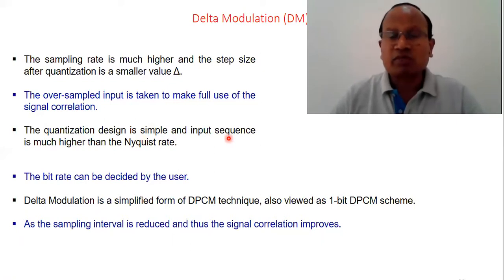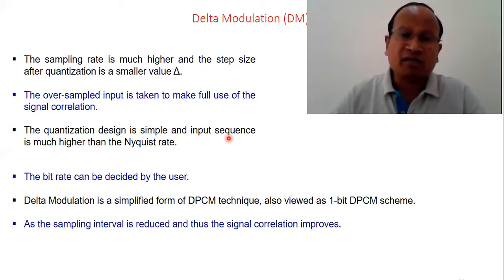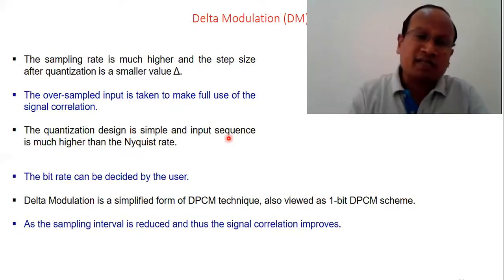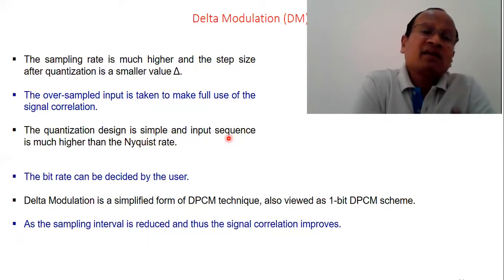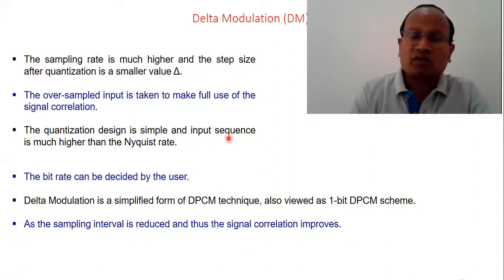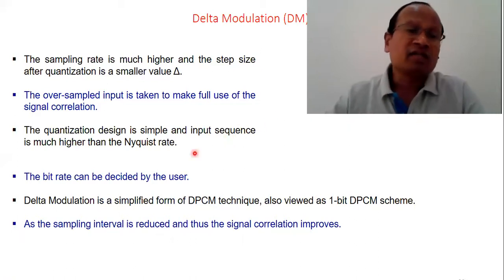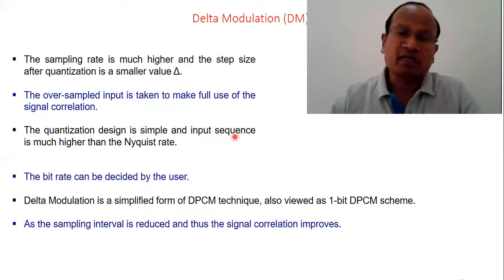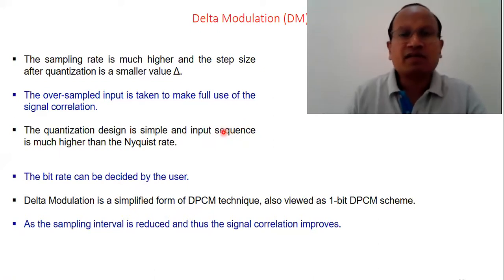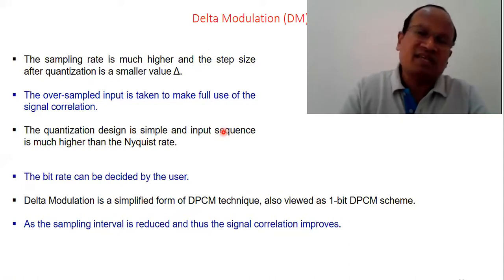Generally the sampling theorem says that the sampling rate must be greater than the Nyquist rate, but in delta modulation it is much greater than the Nyquist rate. So the bit rate can be decided by the user, whatever bit rate the user intends to have in delta modulation. It can be achieved by adjusting the sampling rate. And delta modulation is a simplified version of DPCM. Sometimes we also call it 1 bit DPCM.